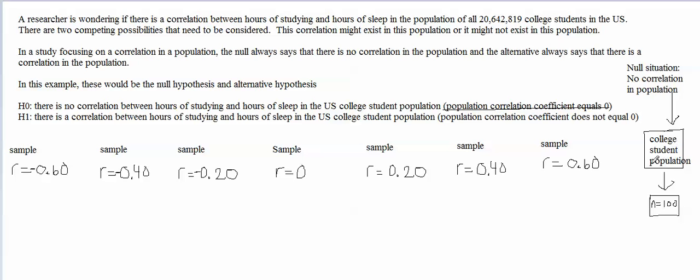And if the population correlation is 0, if the null is true, these outcomes further from 0 are less likely in either direction. So if the population has a 0 correlation, then samples further from 0 are less likely. You're unlikely to get a strong positive out here or a strong negative down here. You're likely to get something near the center.